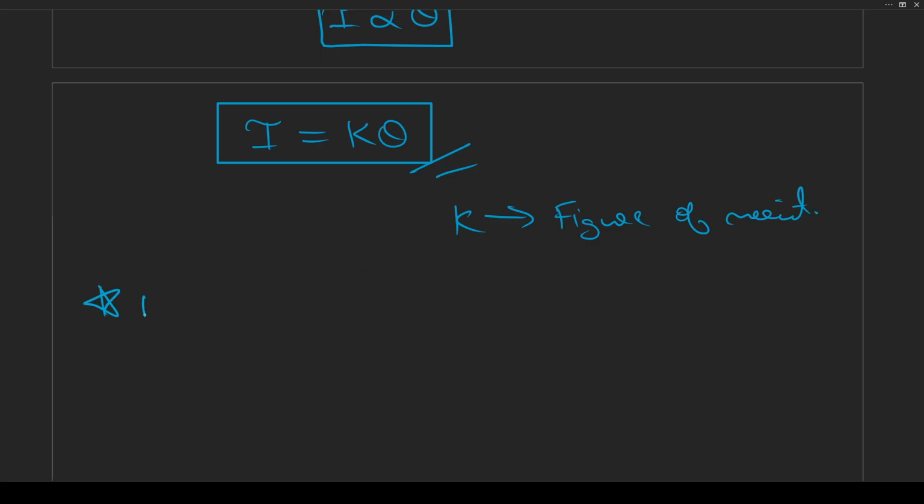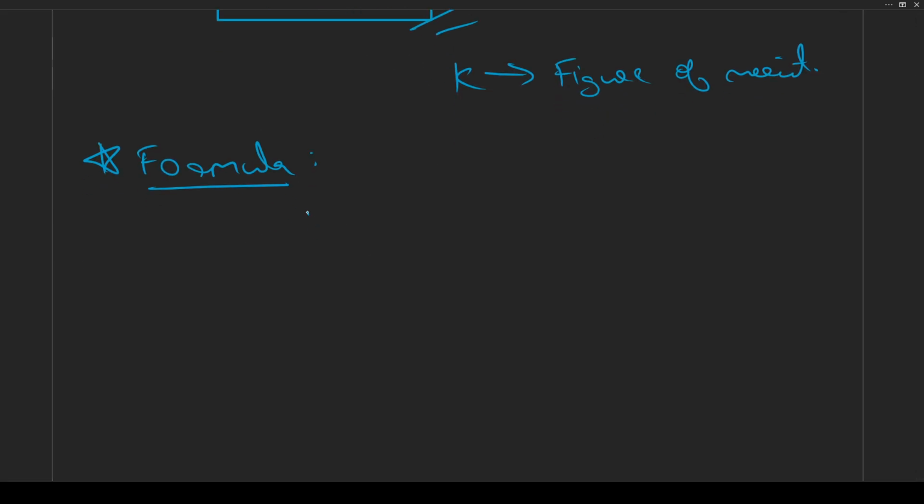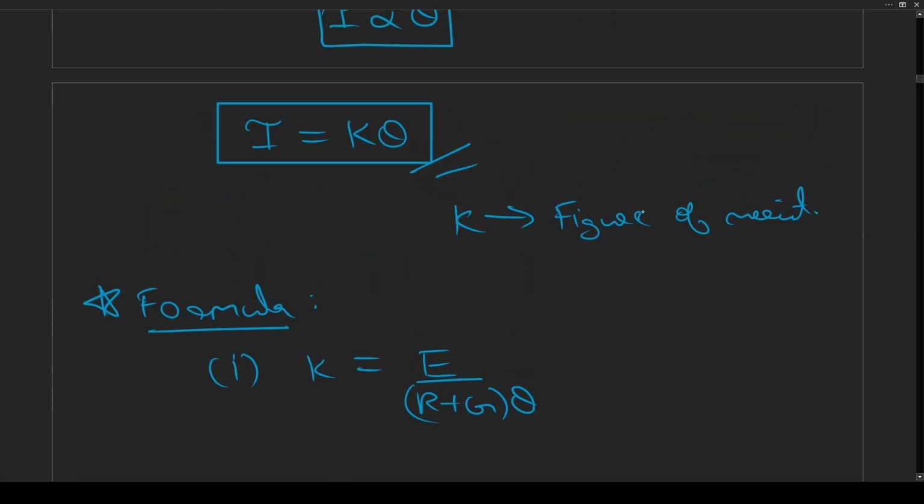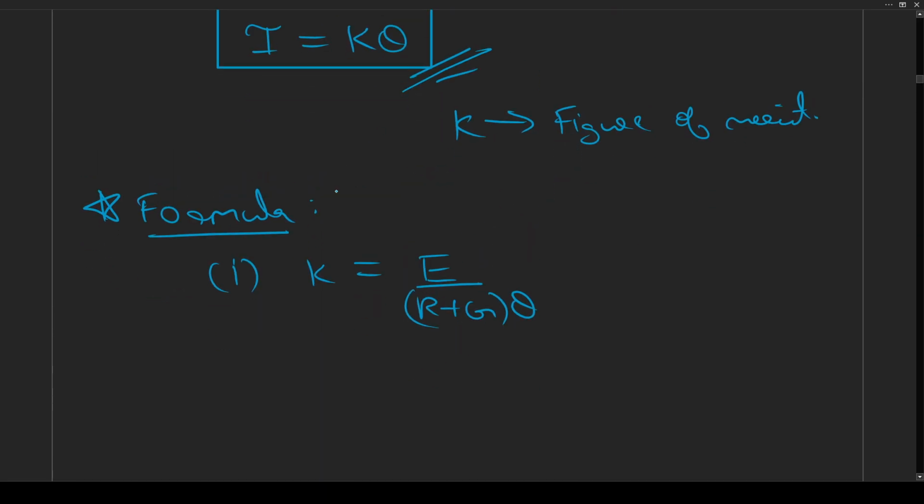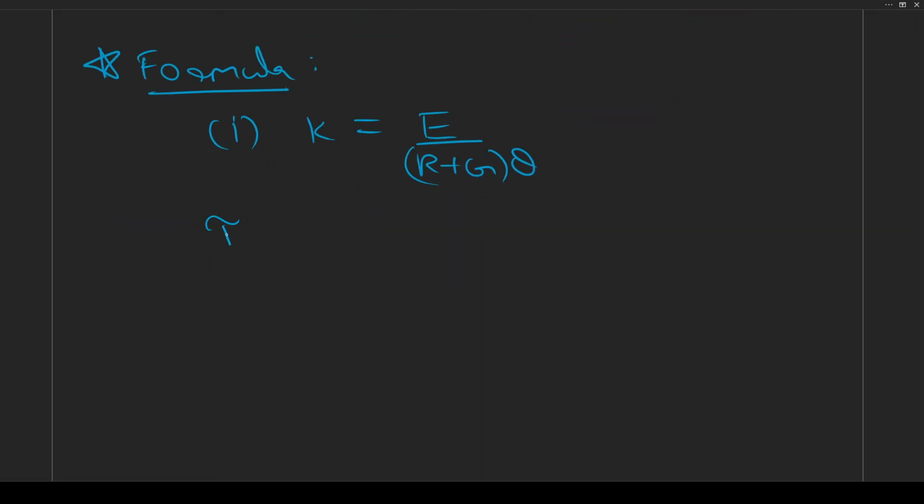Now formulas. K is equals to E by (R plus G) theta. This is the main formula here. If we remember this equation, we can get this formula without confusion, without any tension. I is equals to k theta. We need to find figure of merit. If we shift theta this side, we will get I by theta, which is equals to k.